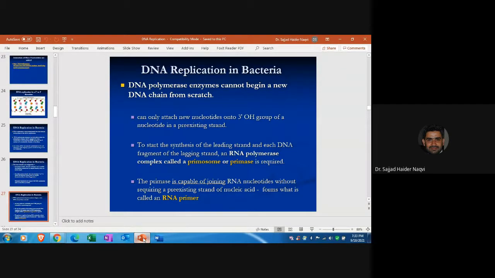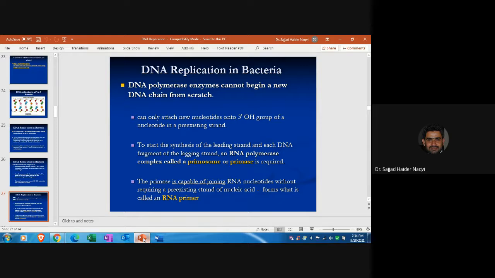This pre-existing strand is called primer. So that means we need a primer. We need an initiator. We need a pre-existing small nucleotide chain upon which the DNA polymerase can add on the further nucleotides. So in this case, to start the synthesis of the leading strand, and each DNA fragment of the lagging strand, an RNA polymerase complex called a primosome or primase is required.